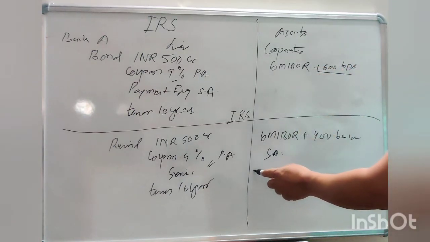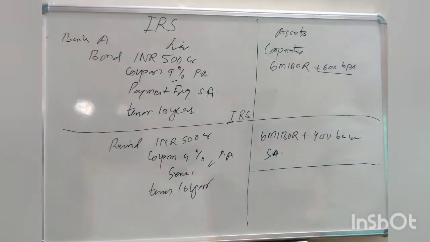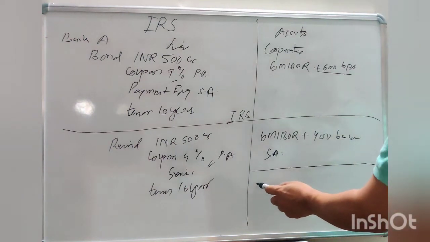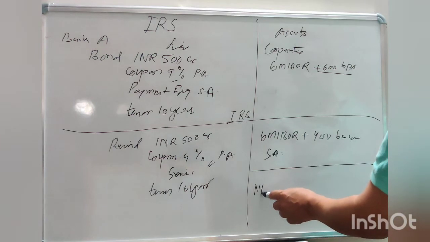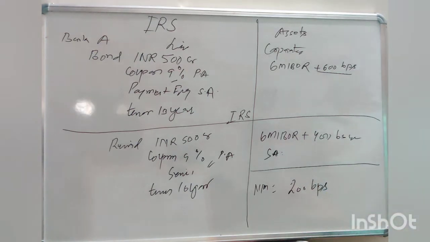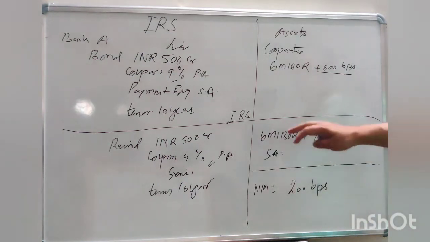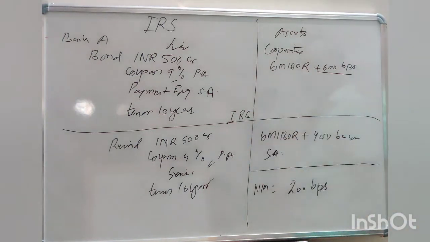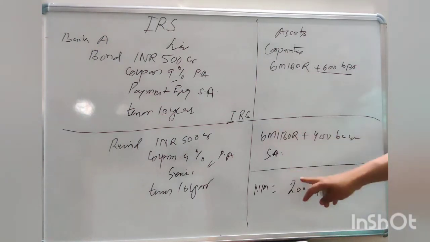So by doing this IRS, the bank's income is hedged, and their net interest margin in this case is 200 bps. So by doing IRS, the bank has hedged their interest rate risk, or maybe converted their fixed rate liability to a floating rate liability, which is identical to their floating rate assets. So therefore their margins are hedged.